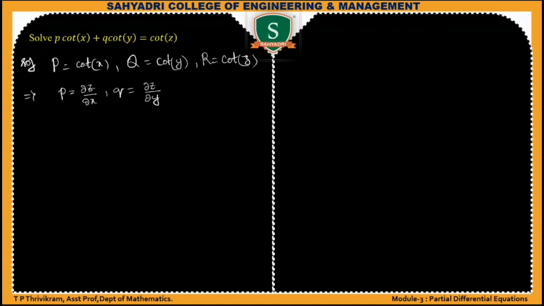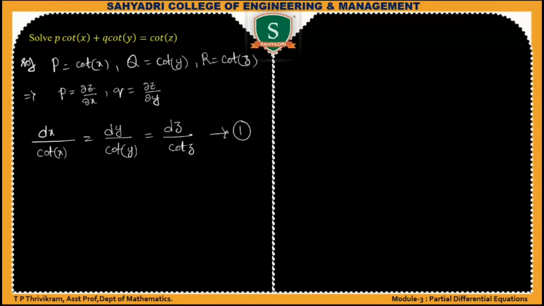So dx divided by P, what is P? cot x, is equal to dy divided by cot y. Similarly, dz divided by R, that is cot z. Take it as equation 1.